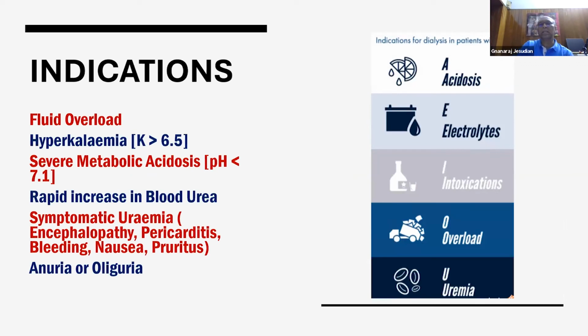So these are the indicators for dialysis. There's a mnemonic, AEIOU. So if they go into acidosis, or there is potassium of more than 6.5, or metabolic acidosis with pH less than 7.1, or if there is a rapid increase in blood urea, or if they have symptomatic uremia, then you have to be quick in offering them dialysis, which can either be hemodialysis or peritoneal dialysis.